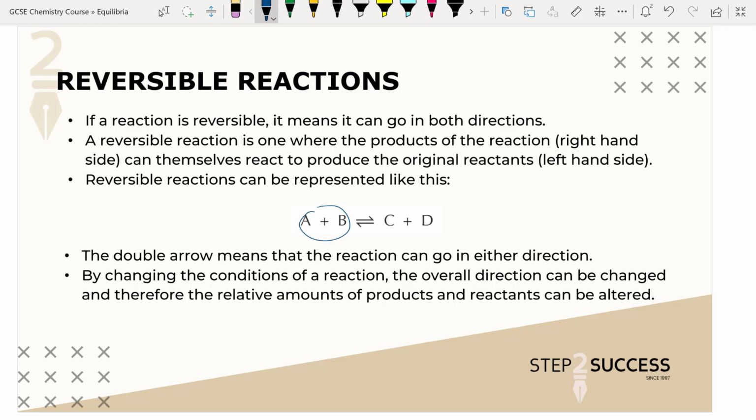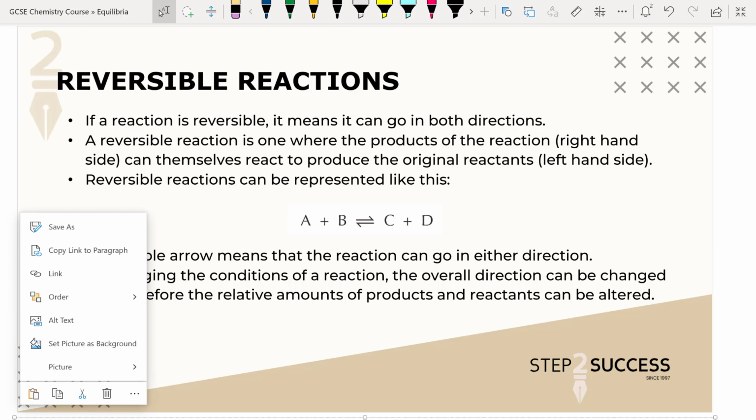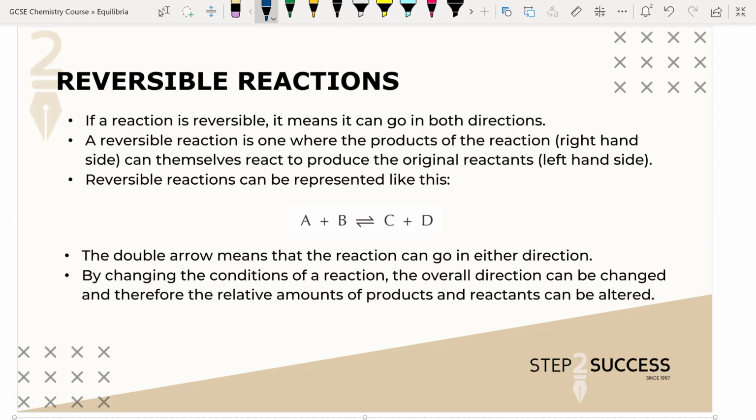So if we have A plus B reacting together to make C and D, can then react together to go back to being A plus B. This double arrow is the symbol for a reversible reaction. Now, eventually, every reversible reaction reaches something called equilibrium, which we will come to in a moment.